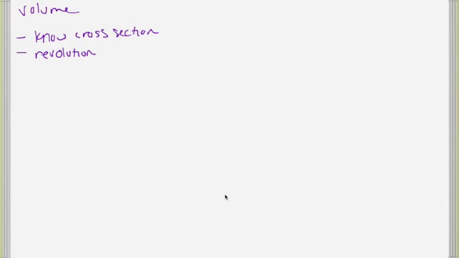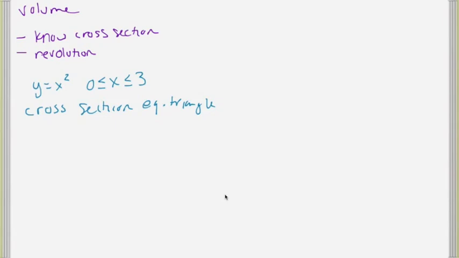Let's say my function is x squared, and I'm going to go from x being 0 to 3. And my cross section is an equilateral triangle. Okay. So my curve looks something like this. Then within there, we are going to make equilateral triangles at any given point. So our cross section looks like this.